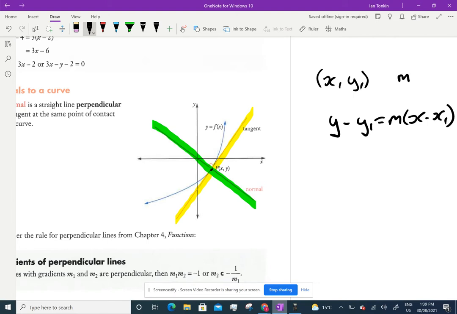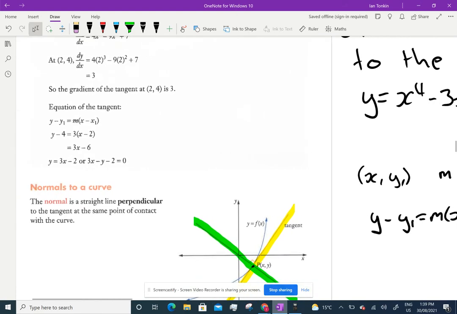Now, the whole basis of your course is calculus. And when you differentiate any function, you need to remember what you're finding. You are finding the gradient of the tangent at any point. If you differentiate a function, you are finding the gradient of the tangent at any point. Now, if you're given a specific point, all you have to do is substitute that point in. Let's have a look at the example they give us.